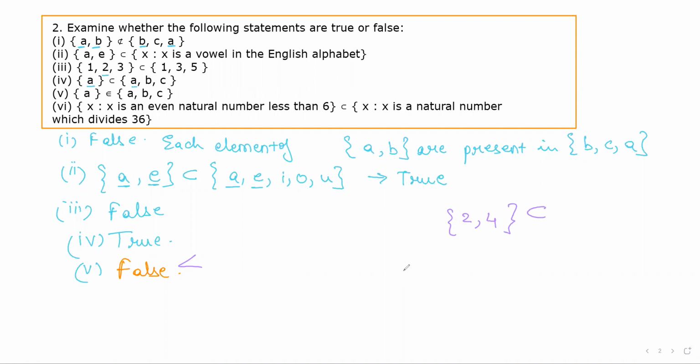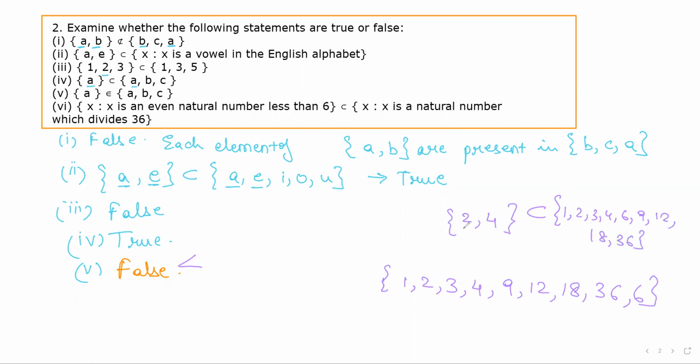Now which numbers divide 36? You have 1, 2, 3, 4. 4 into 9 is 36, 3 into 12, 2 into 18, 1 into 36. Any other? 6. 6 into 6 is 36. So these can be written here: 1, 2, 3, 4, 6, 9, 12, 18, 36. We have 2 and 4. All the elements of the left hand side are present on the right hand side. Hence, you can say that this is true.